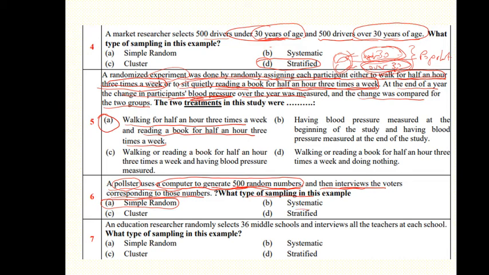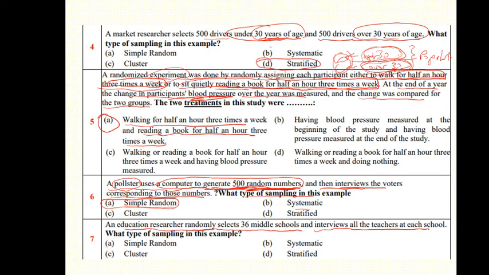But here, since it's just generate 500 random numbers, this is simple random sampling. An education researcher randomly selects 36 middle schools and interviews all the teachers at each school. What type of sampling is this?